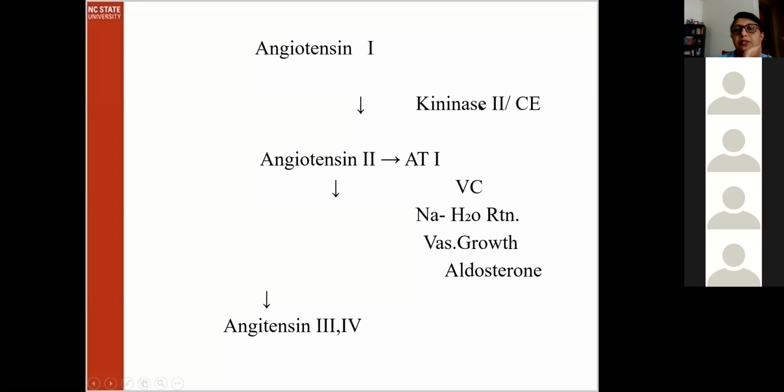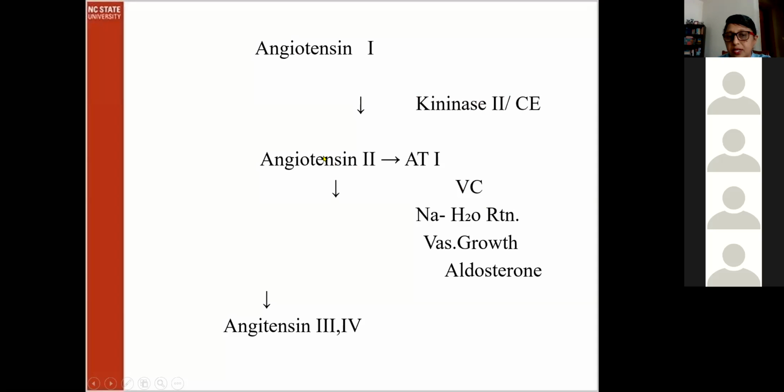The same enzyme can also be called kininase 2, because this enzyme causes degradation of bradykinin. So angiotensin converting enzyme and kininase are almost the same. Okay, so angiotensin 1 is converted to 2 by the converting enzyme, and this angiotensin 2 will act on receptors. 2 receptors are there, angiotensin 1 and 2. But angiotensin 2 mainly acts on the angiotensin 1 receptor. This AT1 is not angiotensin 1. This is the receptor name, angiotensin 1 receptor.